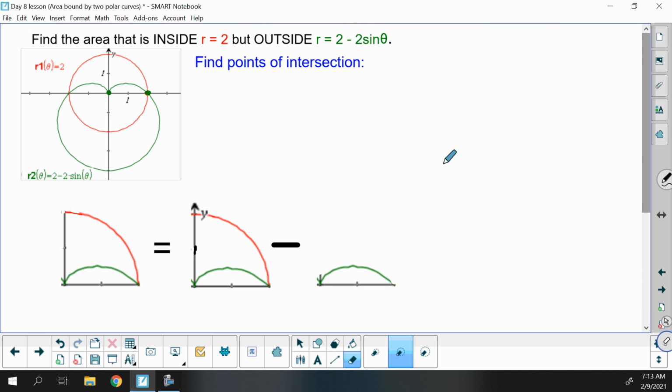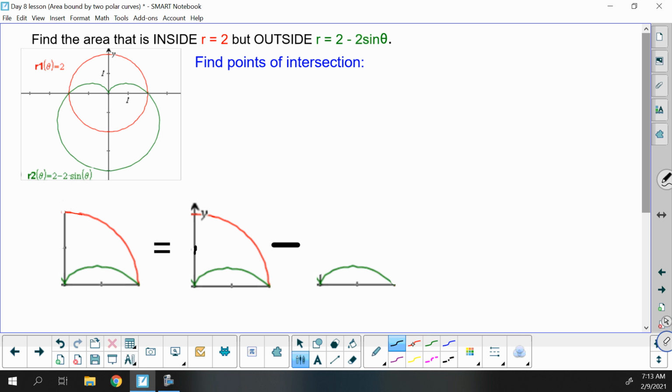So moving on to our next page in the notes, we now want inside that red one, but outside the green one. So that would be this space here that we're going to look for. And what we're going to do is just do the first quadrant part and double it, kind of like what we did on the last one. So we're going to have to do the red quarter circle minus the green part.